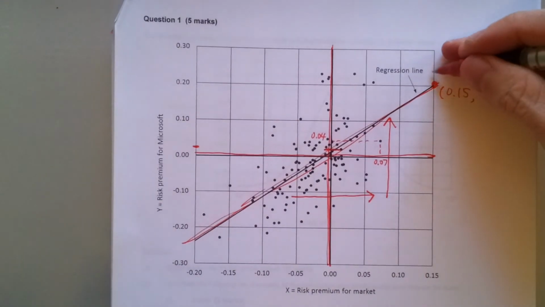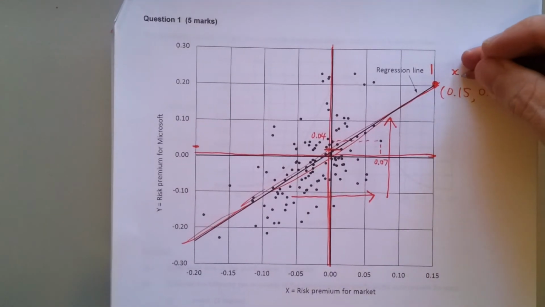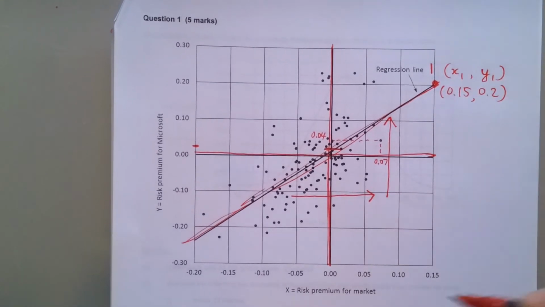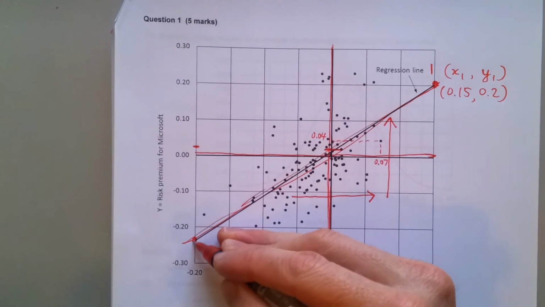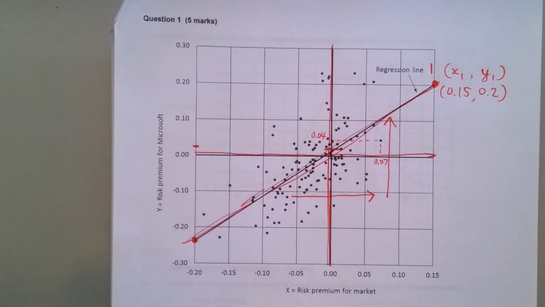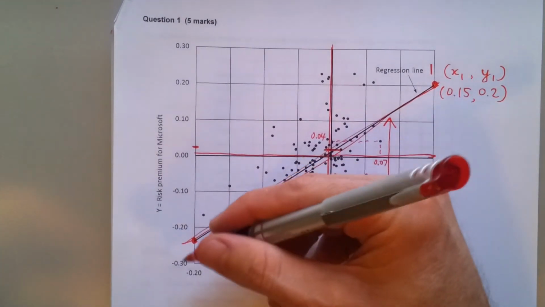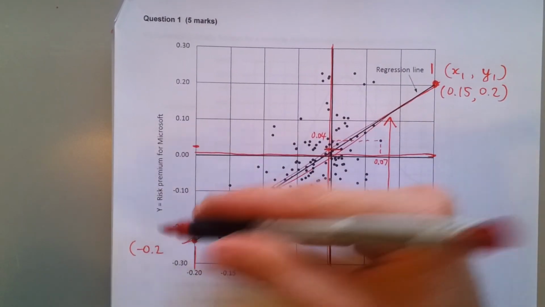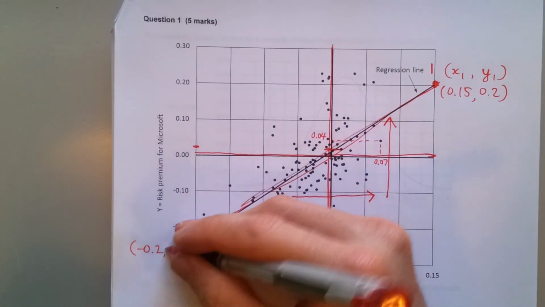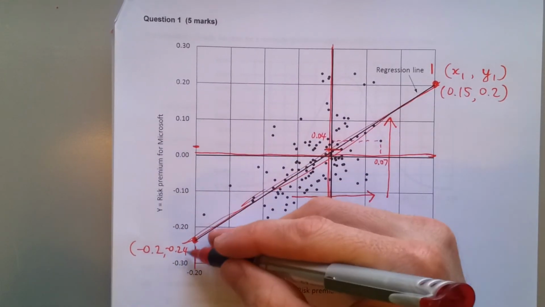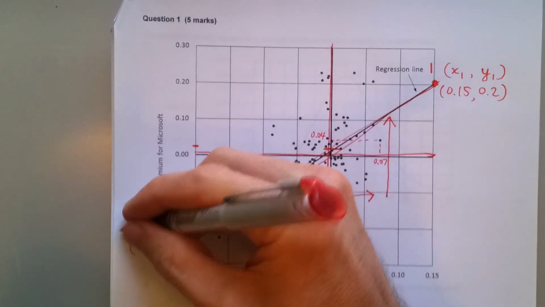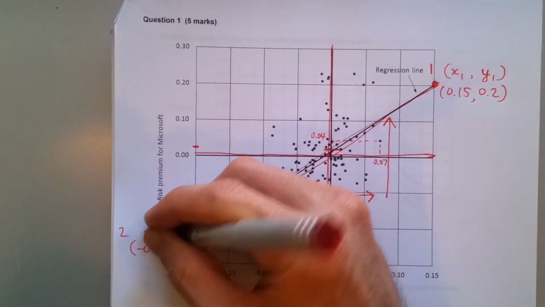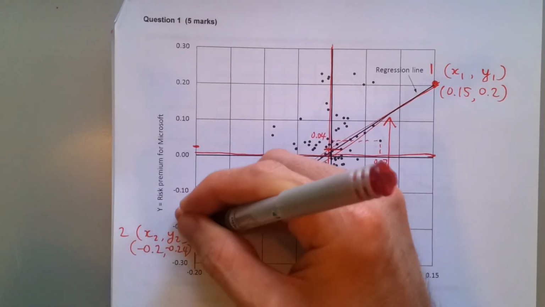I'm going to call that point 1 and say that this is x1 and y1 in terms of its coordinates. I'll also choose this point back at this end of the graph. This one has an x value of negative 0.2 down here, and a y value of, I'll say, negative 0.24, roughly. I'll call this point 2 and refer to this coordinate as x2 and this coordinate as y2.